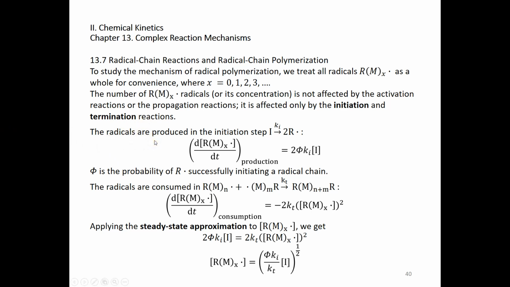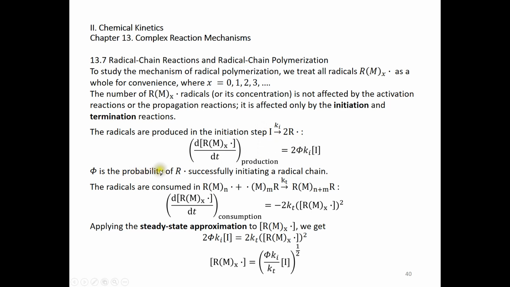The radicals are produced in the initiation step. So let's look at this equation. We can see 2 R radicals are produced, and the production rate is 2 times Ki times I, and then multiplied by phi. So why is that? First, we understand the reaction rate is Ki times the concentration of I, so right here. But when 1 I is consumed, we generate 2 R, so we need a 2 here.